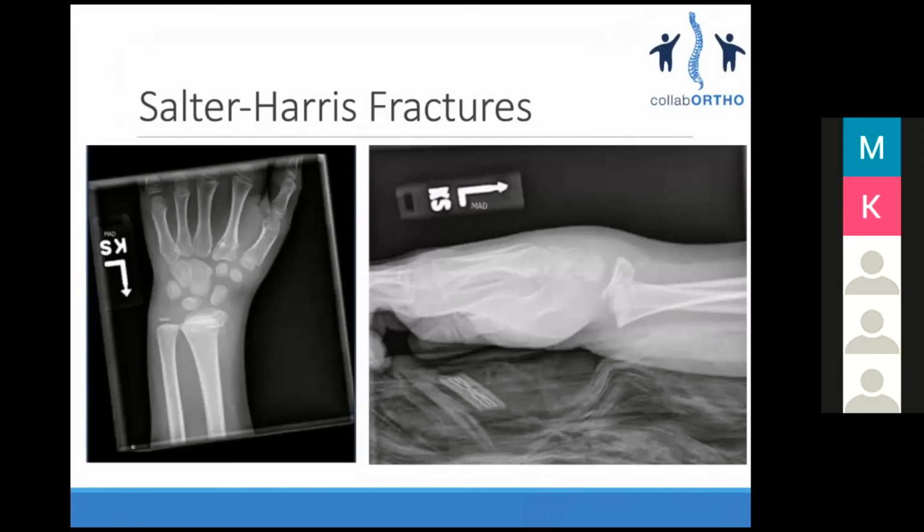We're approaching the end. So lastly, Salter-Harris fractures. Can anyone describe this x-ray to me? So just describe what you see. This is just a bit of context. A 6-year-old boy who fell off some monkey bars, landed on an outstretched hand.